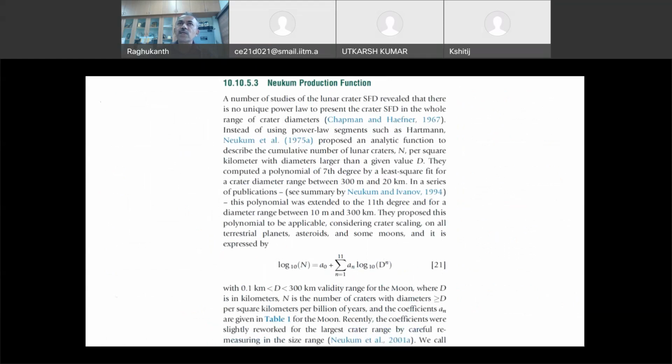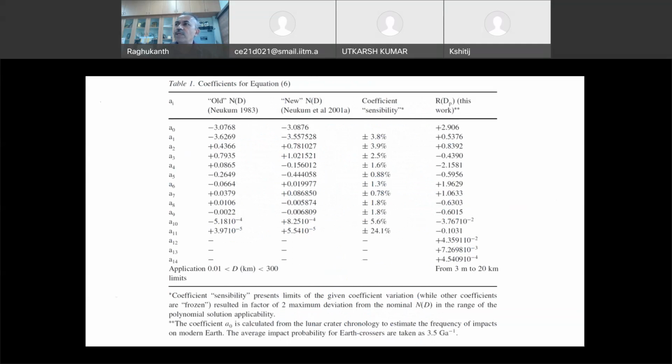The other is the Neukum production function, where instead of fitting straight lines you fit a polynomial. With a polynomial you can take derivatives and it is very easy to calculate all those things, and it will also be smooth. These are the coefficients A0, A1. Sometimes they use an 11th degree or 10th degree polynomial, depending on the data. You fit to the data and then decide what order polynomial to use.